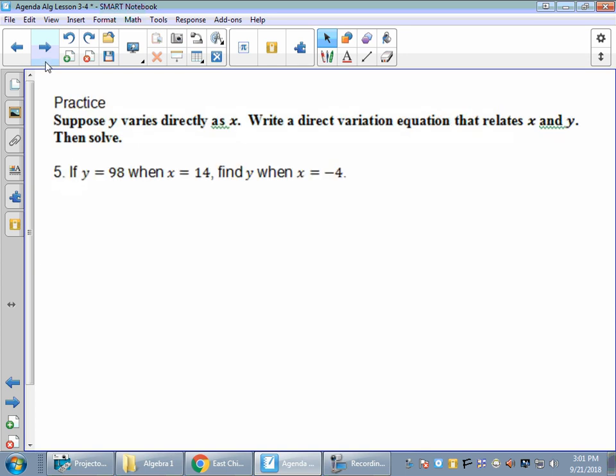Suppose y varies directly as x. And I know that's a tricky wording of a problem. But suppose y varies directly as x. So we're going to write a direct variation equation that relates x and y and then solve. Okay? So let's start with our first half. First thing we're going to do is we've got y equals k times x. That's how we're starting. Okay?